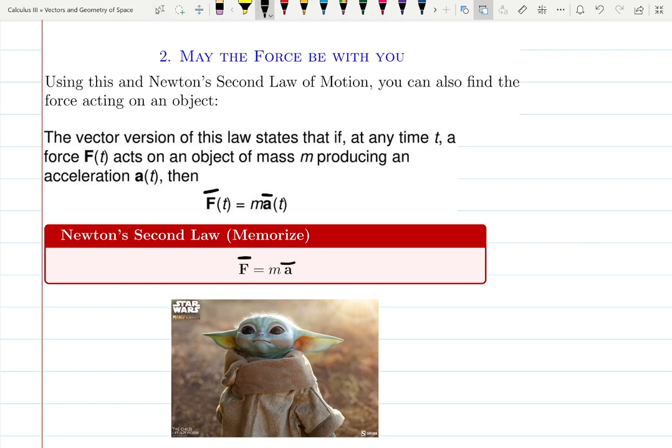So again, a is acceleration. If we ask you to find force, we ask you to remember the formula. Force is m times a. We give you m, but to find a, you need to differentiate the given position r twice. So a is r prime prime. Remember that.